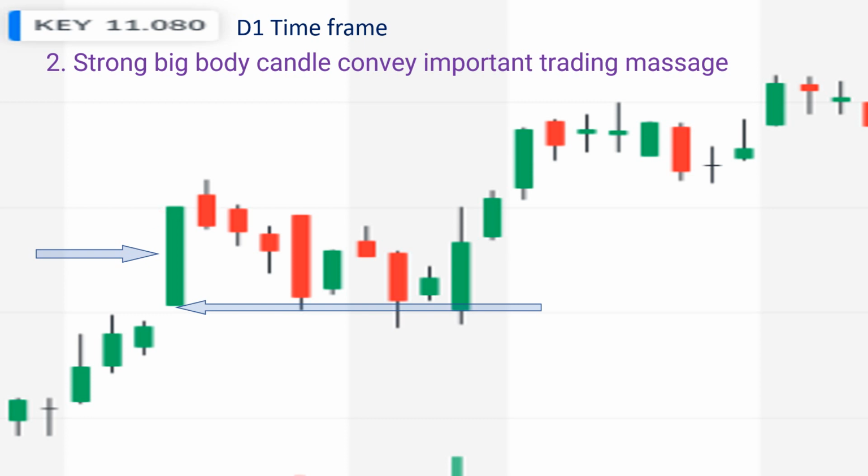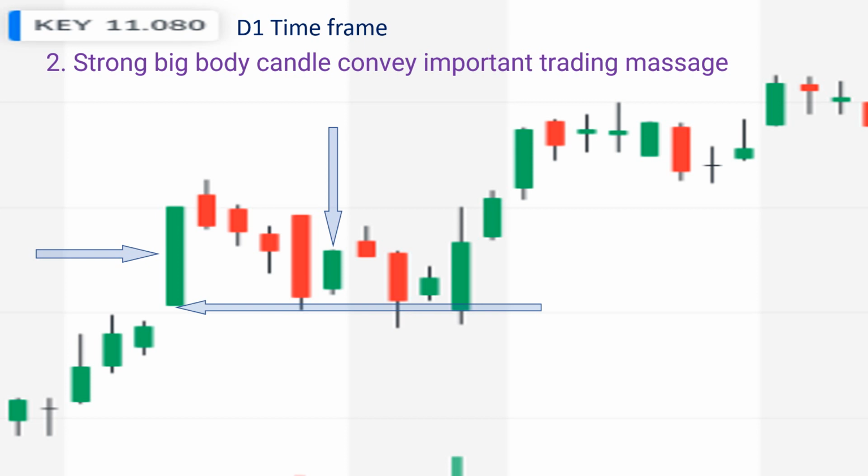Therefore, if the price comes back to this area, where the big candle opened again here, the buyers will come back into the market and with a big probability certainly push the price higher again.